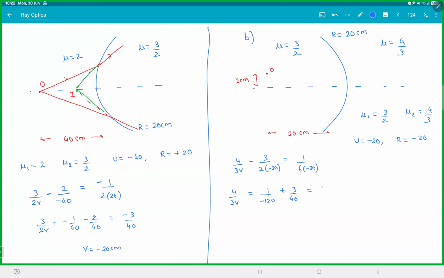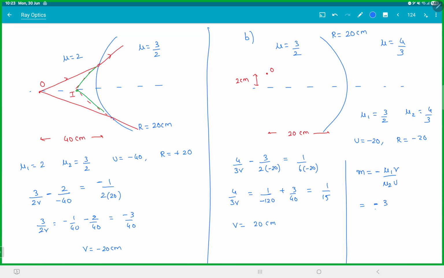That will be 8 by 120, how much is that? 1 by 15. That will be 3, 5. V is 20 centimeters. Am I right? I got V is 20. Plus I got. So it is actually converging on the other side. What about the magnification? Magnification is minus mu1 V by mu2 U.